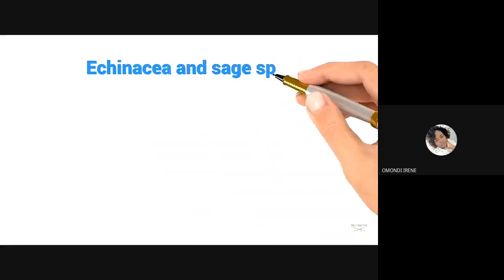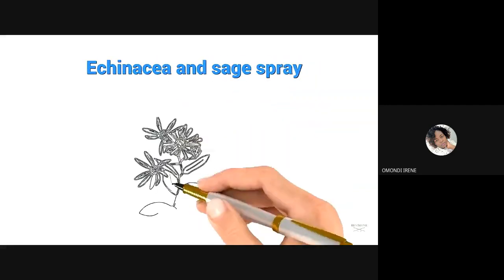At number 5, we recommend trying a eucalyptus and sage spray. Use a few spritzes of a spray containing a combination of eucalyptus and sage.